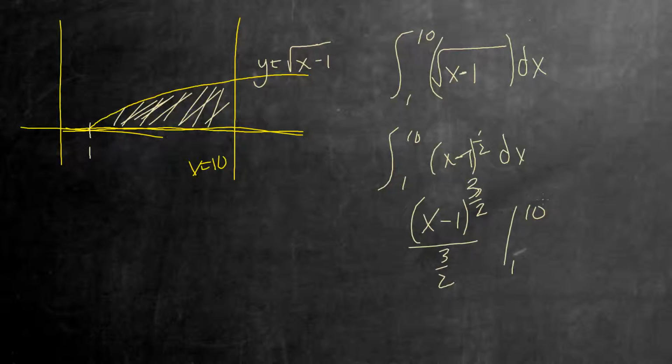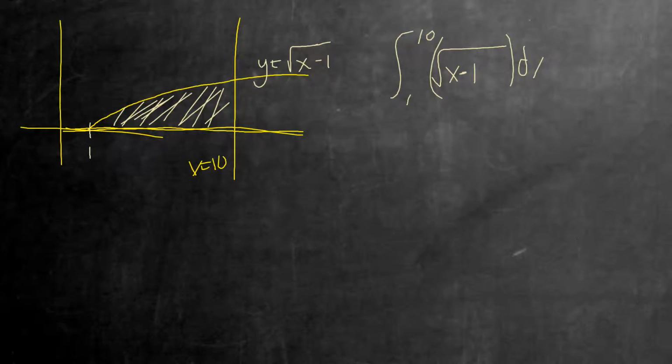Putting in the 10 gets us a 9 in here, which is convenient. Square root of 9 is 3, cubed is 27. Minus, if I put the 1 in here, I get the 0. So it's 2/3 times 27. Should be 18 units squared, right?